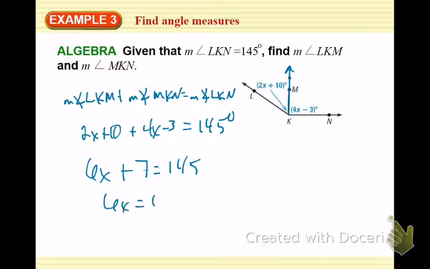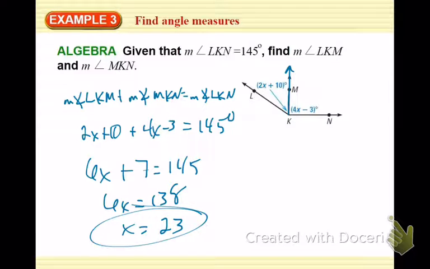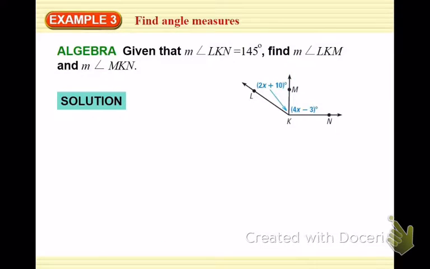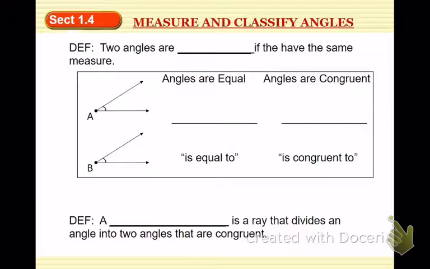Subtract 7. Divide by 6. And we're there. Okay? Hopefully that makes as much sense as the segment addition postulate does. All right, some more definitions for you.